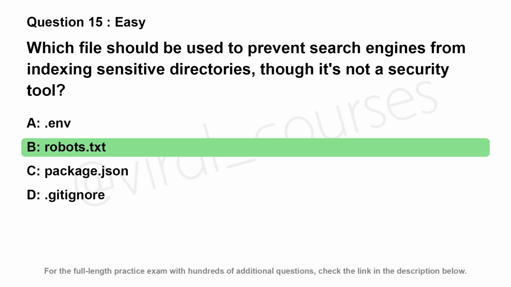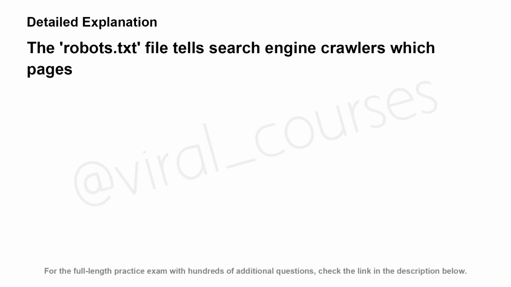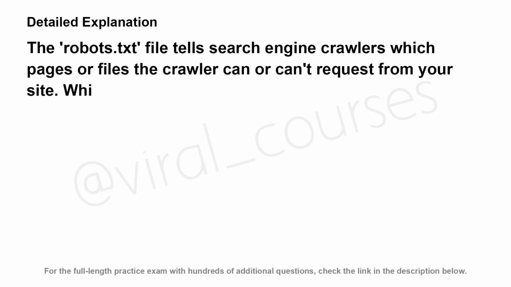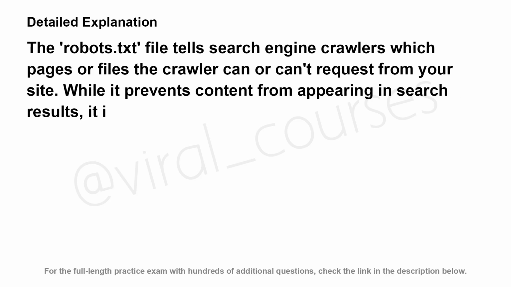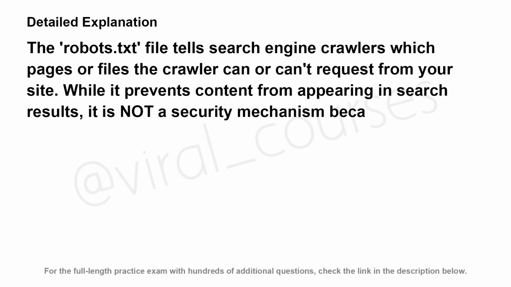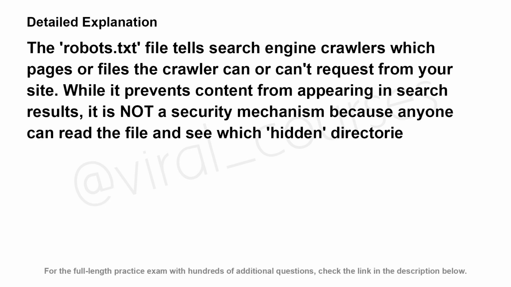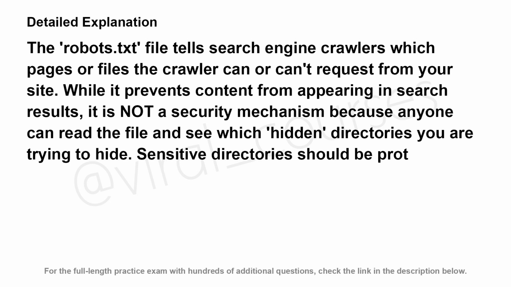The correct answer is B. The robots.txt file tells search engine crawlers which pages or files the crawler can or can't request from your site, while it prevents content from appearing in search results. It is not a security mechanism because anyone can read the file and see which hidden directories you are trying to hide. Sensitive directories should be protected with authentication.